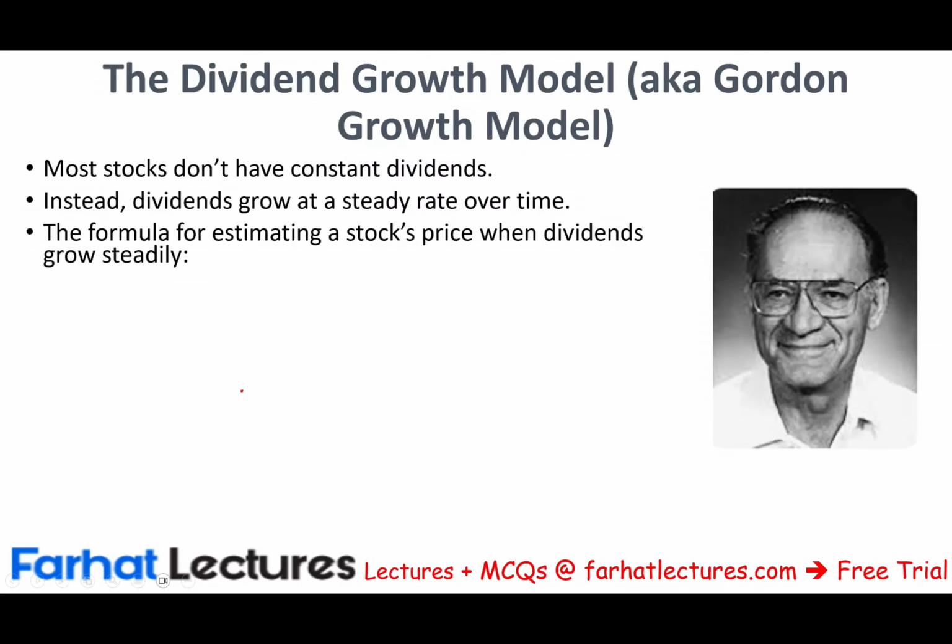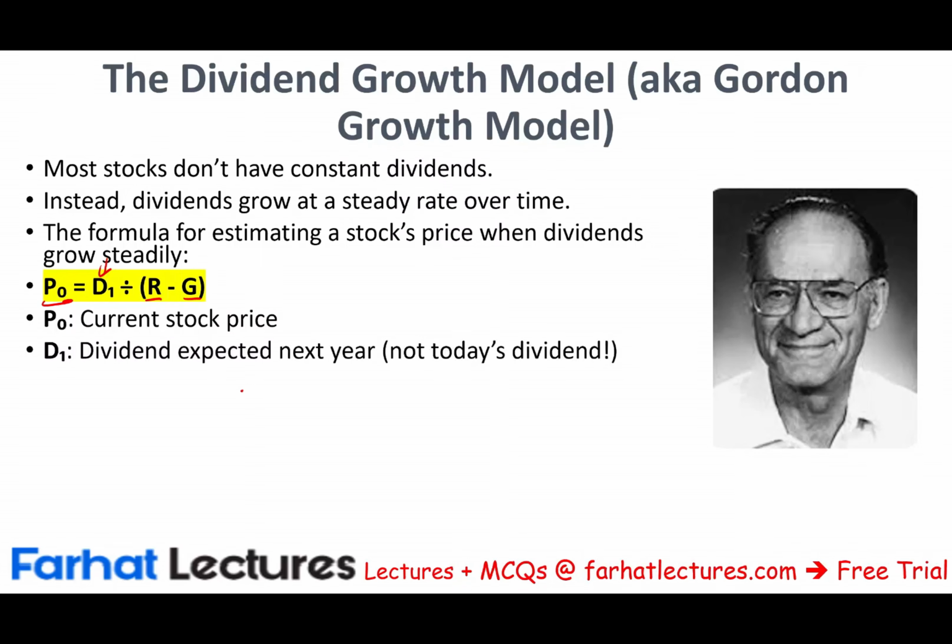So the formula for estimating a stock that grows its dividend, to find P0, as I just showed you, is equal to D1, the next dividend, divided by R minus G. Again, P0 is the current price. D1 is the expected dividend, not the dividend today. So if you're given a problem and they tell you the dividend today is $2, this is D0. We don't care about D0. We need to find D1.